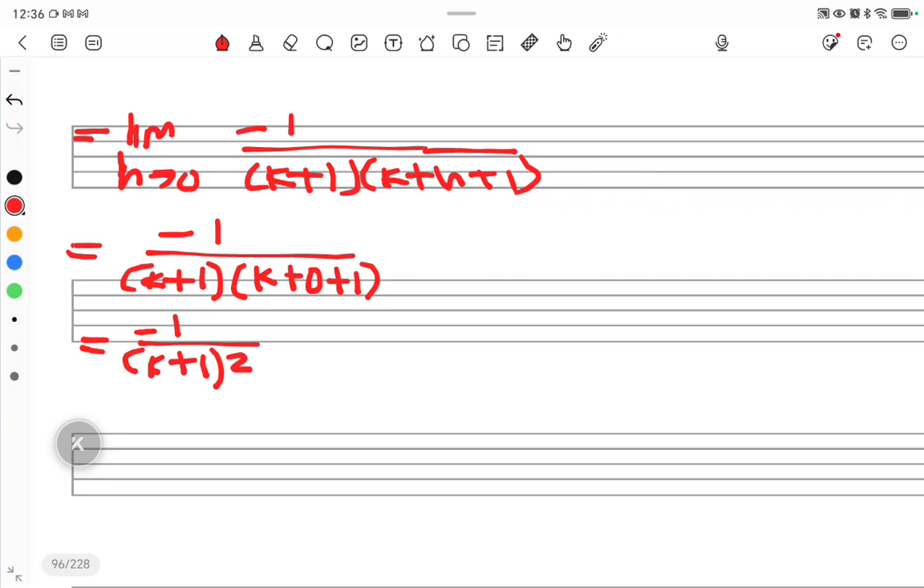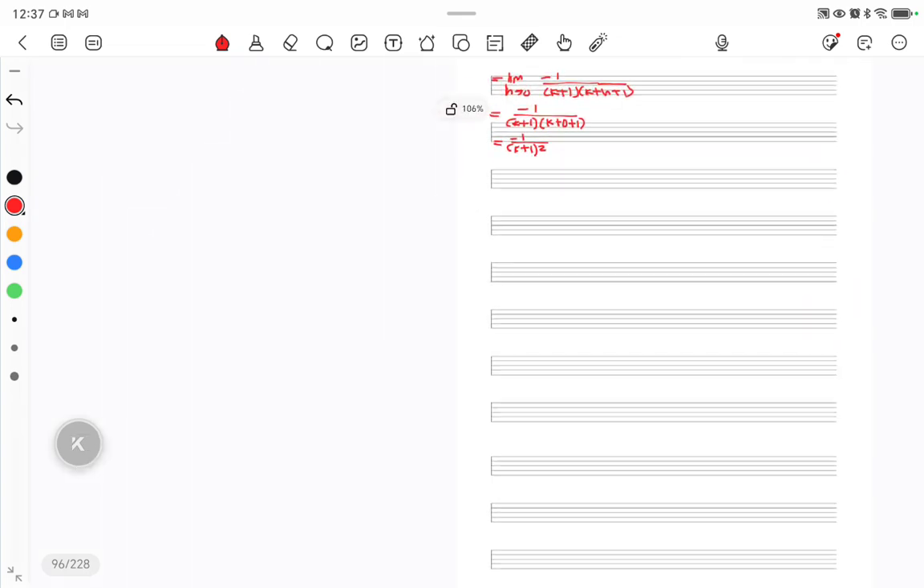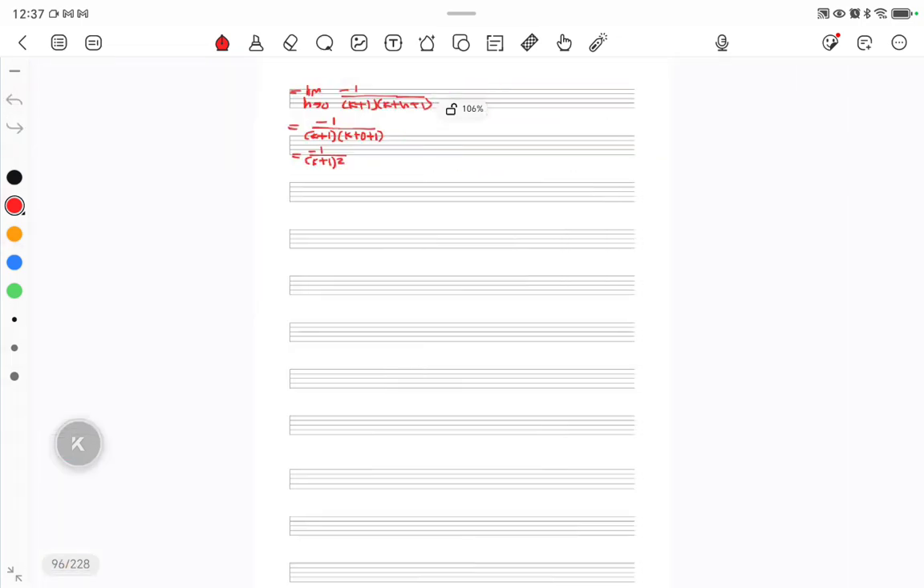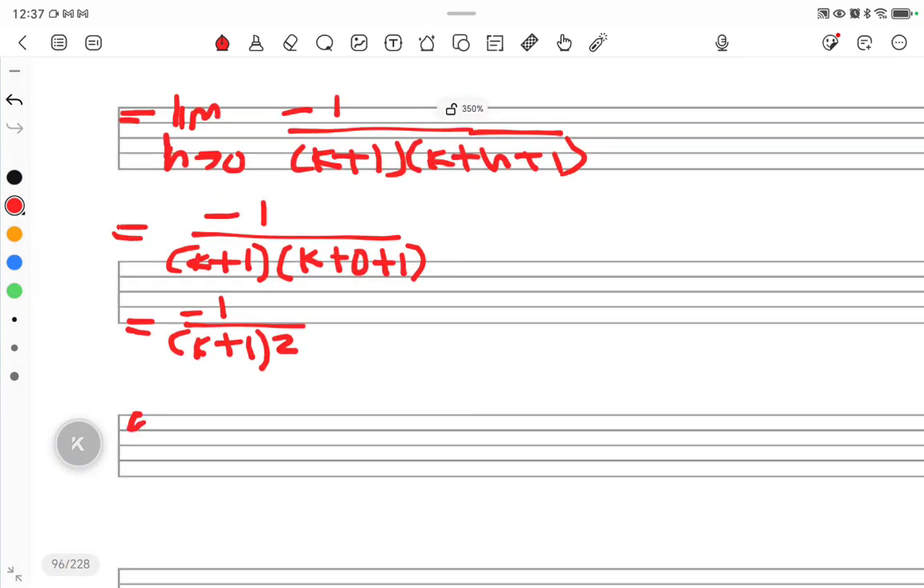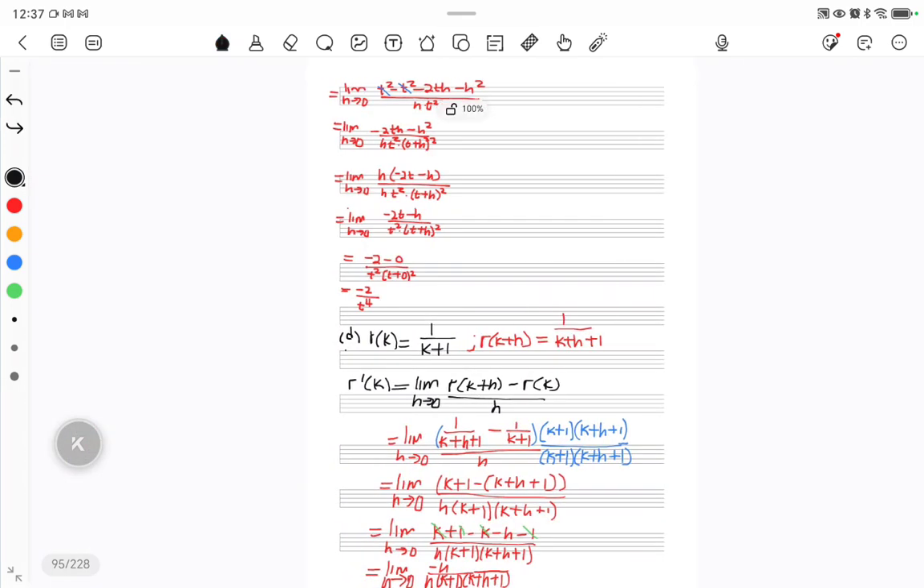So if there's no question, we can proceed. But if you have any question, you can just stop me. Then we do the next question. So now we come to the second part, right? And then we say this was what was D, right? We come to E. So let's see what E says.